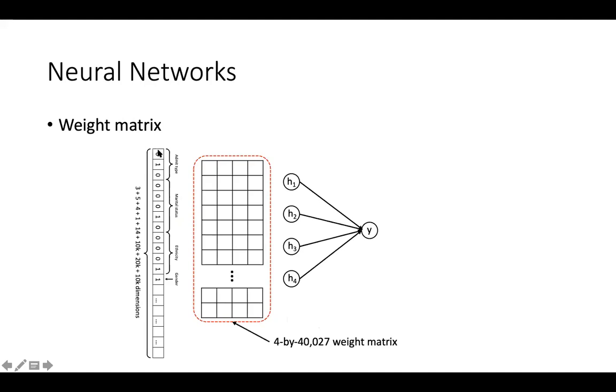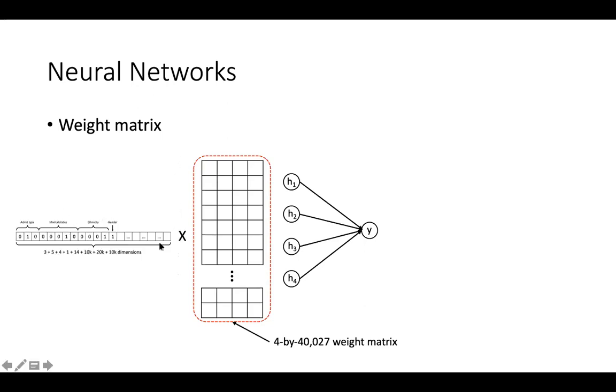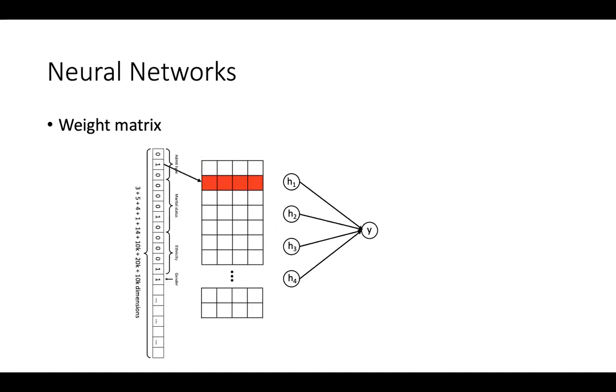Hopefully this is clear. So 0 multiplied by this goes to this, 0 multiplied by this goes to this, right? This is all very simple stuff. If you think about how the matrix vector multiplication is done, this is a binary vector, a binary 40,000 dimensional vector, where most of them are zeros and very few of them are ones.